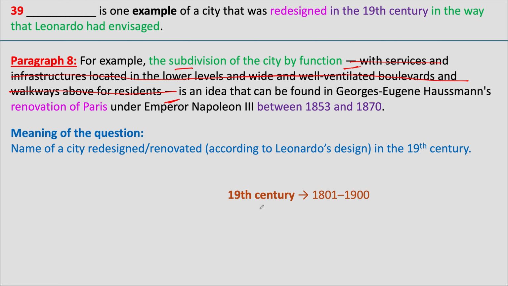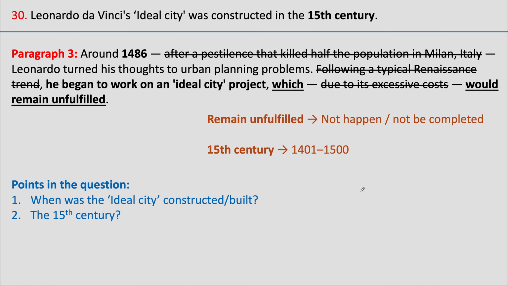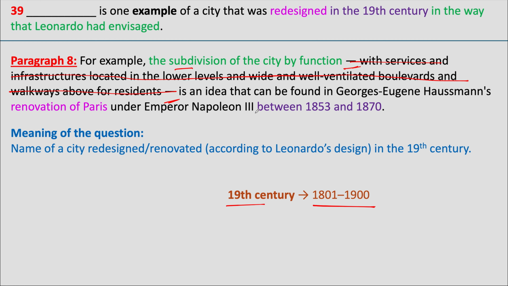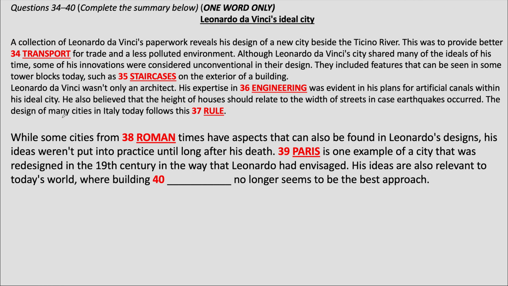Another important concept is that 19th century means 1801 to 1900. This concept was also important for answer 30. So in the passage, the word example and 19th century are mentioned before, but the answer is later. 1853 to 1970 are the 19th century. In 19th century, Paris was renovated or Paris was redesigned. So the answer to question 39 is Paris.